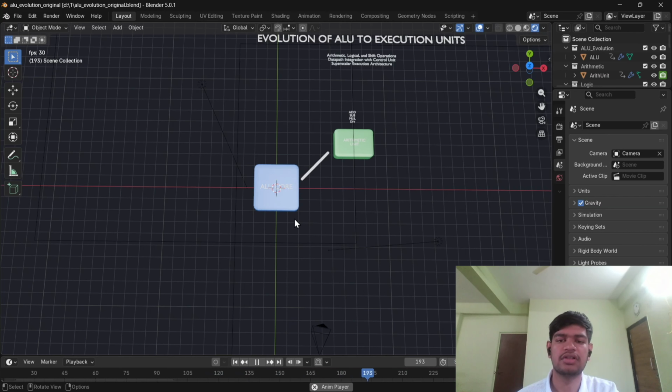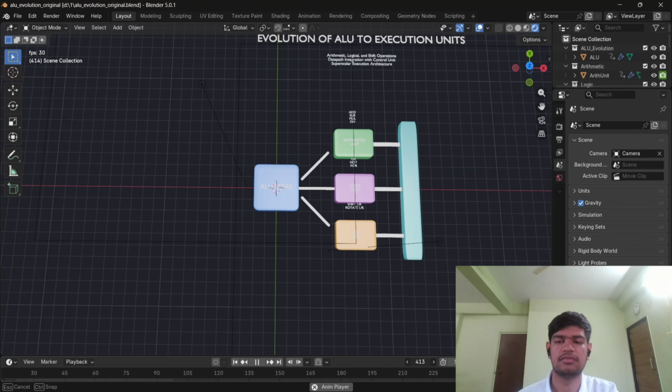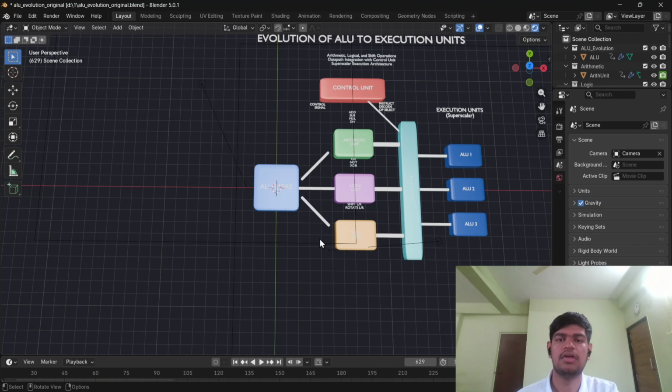So here there is an ALU core in which there are arithmetic units, logic units, and shift units. First, the input is passed through the control unit, which then passes it through the data path. From there, it is divided among multiple ALUs, which perform operations on it. Modern CPUs use superscalar execution units with multiple ALUs.